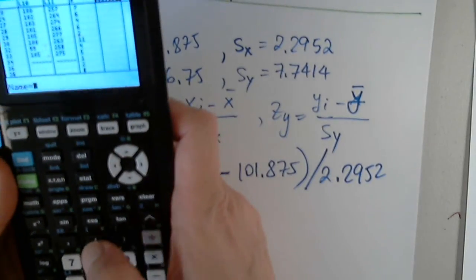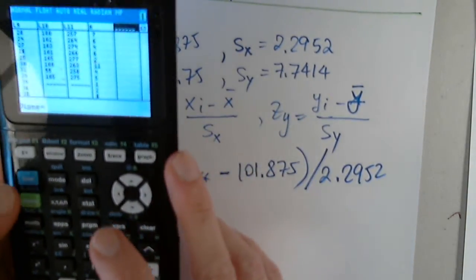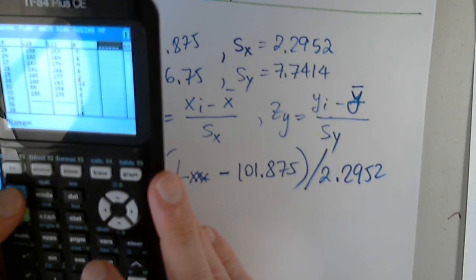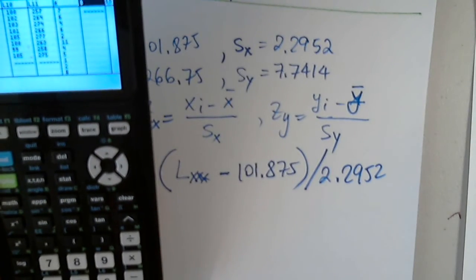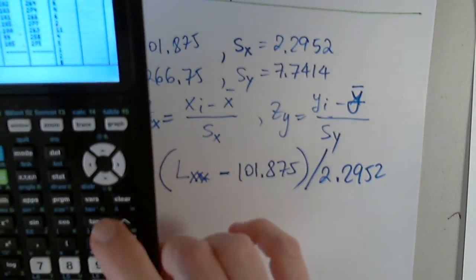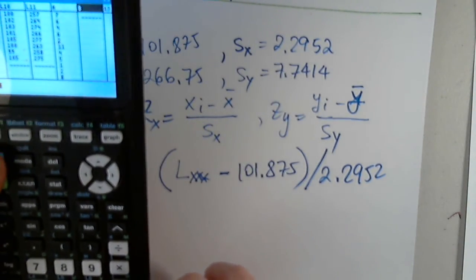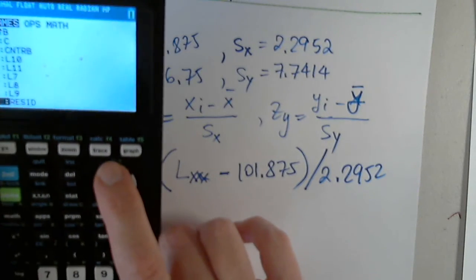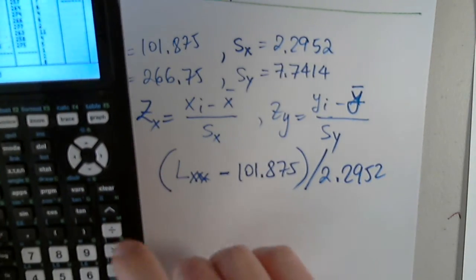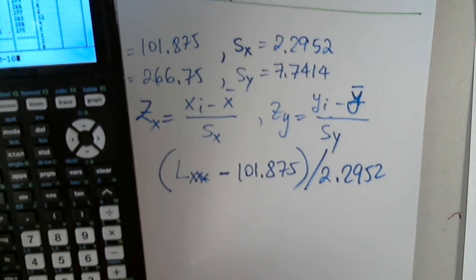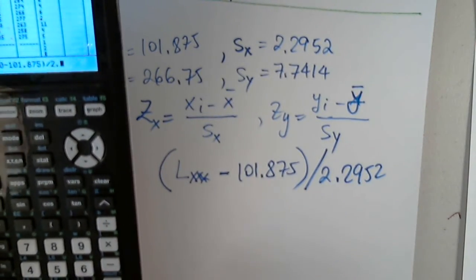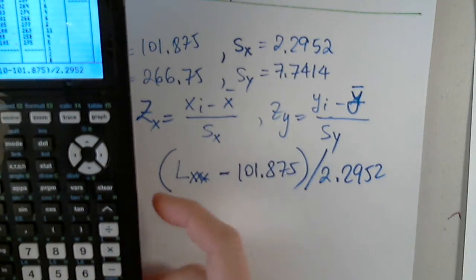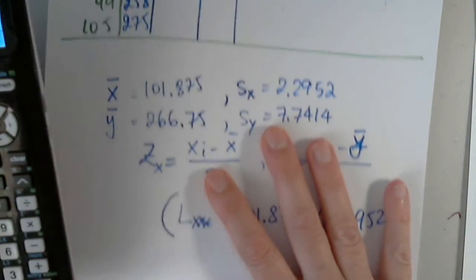Oh, it's asking me for a name first. Okay, sorry. So I'm going to call it B. So left parenthesis, your list, whatever your list is, subtract 101.875, close the parenthesis, and divide by 2.2952. And it gives me all the numbers right away.